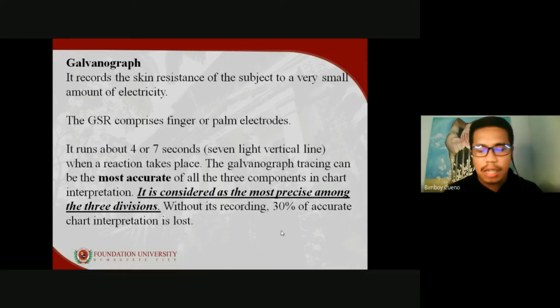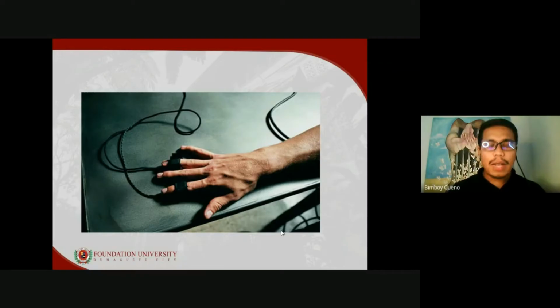So muna ginatawag siya og the most accurate. Now, asa man gi-attached ang galvanograph? Okay? As what you can see on your screen, galvanograph will be attached asa una, index finger of the subject. Ikaduha, ring finger of the subject. So what you can see on this picture, naa niya ang thumb, index, middle, ring, ug ang little finger.